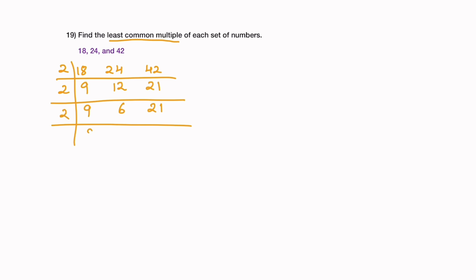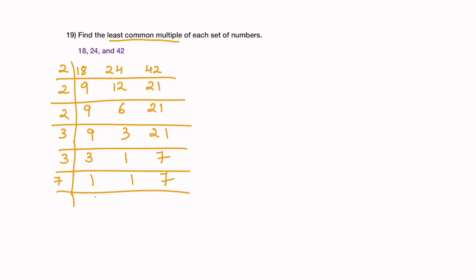Again, 2, 9, 3 and 21. We go with 3 now. 9 divided by 3 is 3, 3 divided by 3 is 1, 21 divided by 3 is 7. We still have 3, so we go with 3, 1, 1, 7, and the last one, 7, 1, 1, 1. So this is where we have to stop. So these are our numbers that we need to multiply. So it's 2 times 2 times 2 times 3 times 3 times 7.